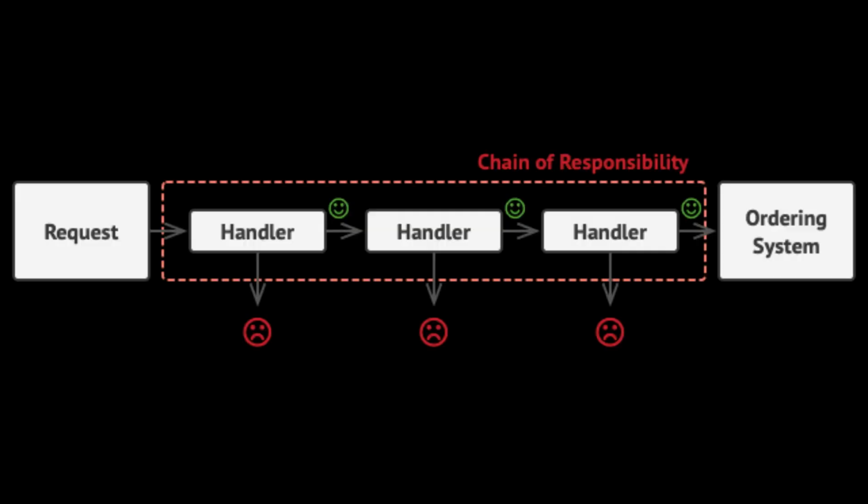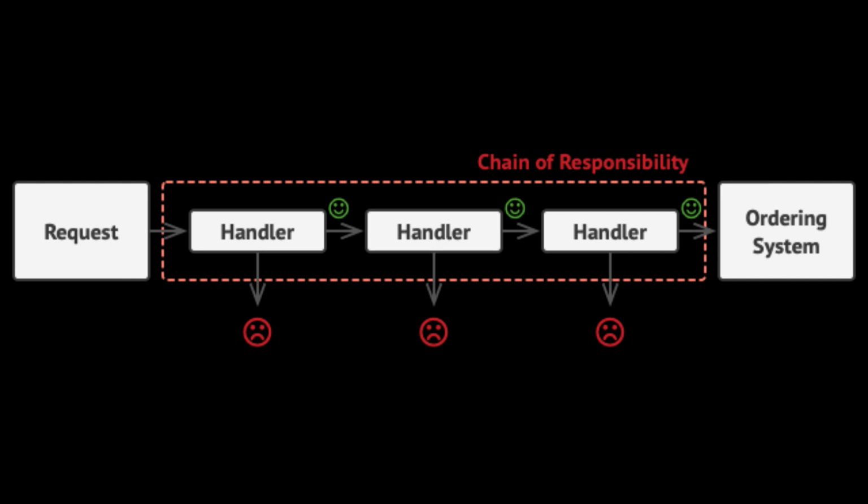We use the chain of responsibility pattern when we want to give more than one object a chance to handle a request, and we want to avoid coupling the sender of the request to its receiver. It also allows us to add new handlers or change the order of the chain without modifying the sender. Now let's see an example in TypeScript.